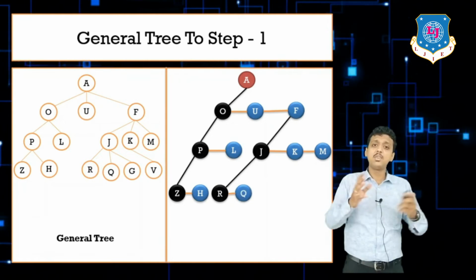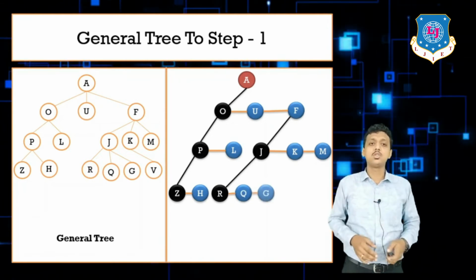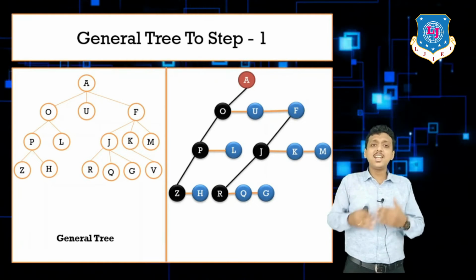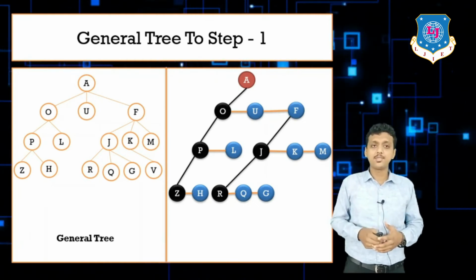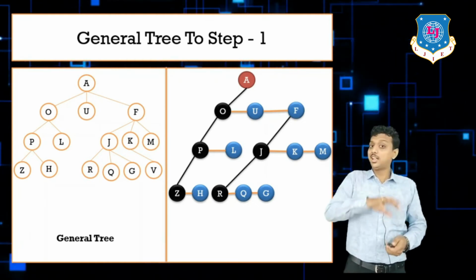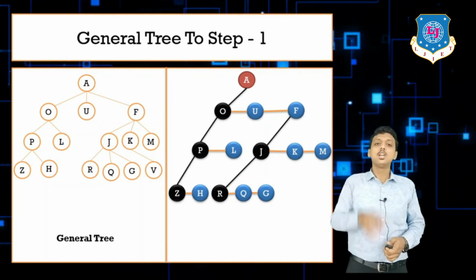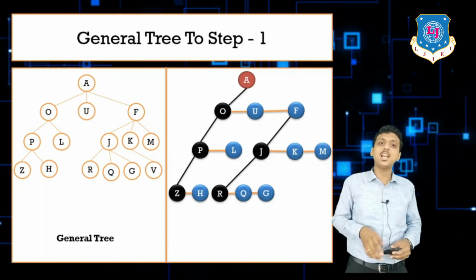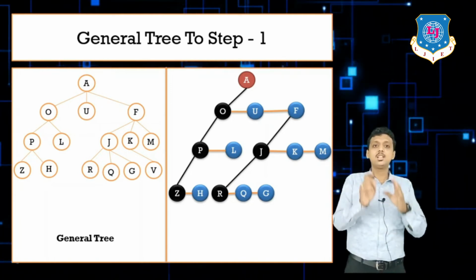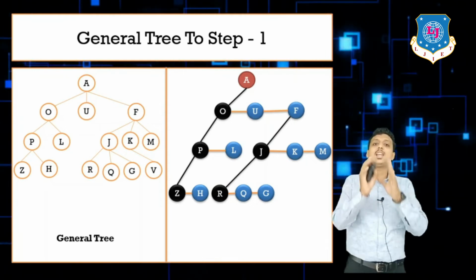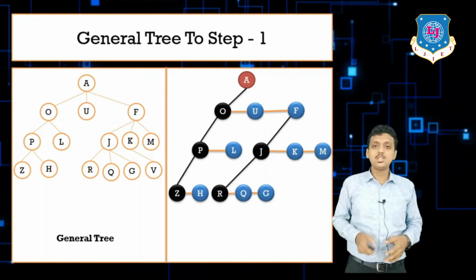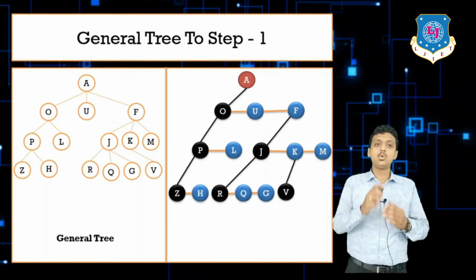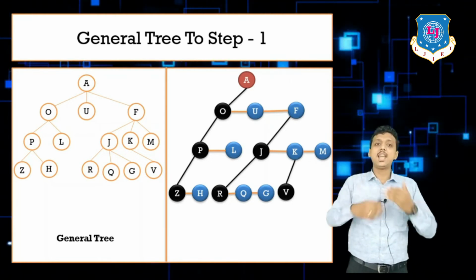Yes, we have Q and G. So just make Q and G on the right side. Now, is there any left child for K? No. Is there any right child for K? Yes. So what to do in such type of situation? When you have only one child with a node, then just consider it as a leftmost child. So just keep V on the left side of K. Fine. Now let's see the next scenario.